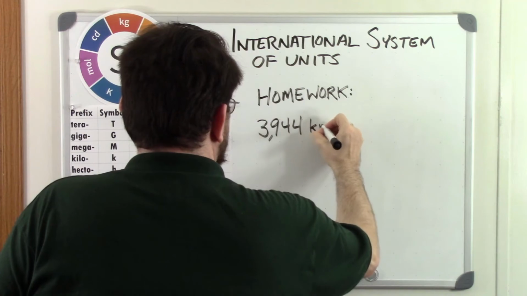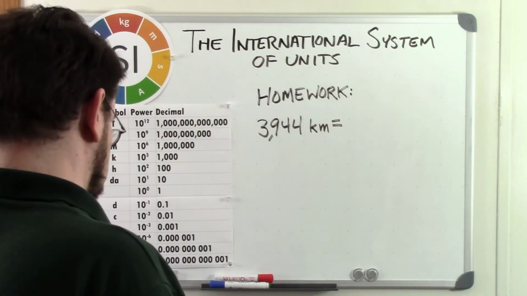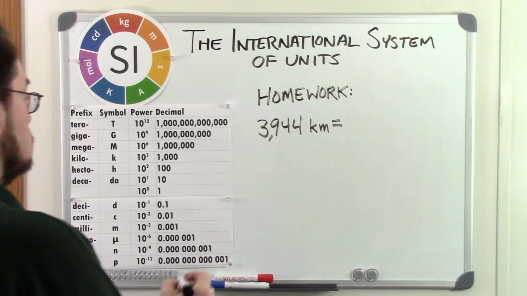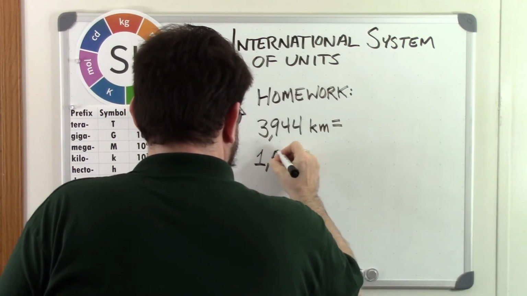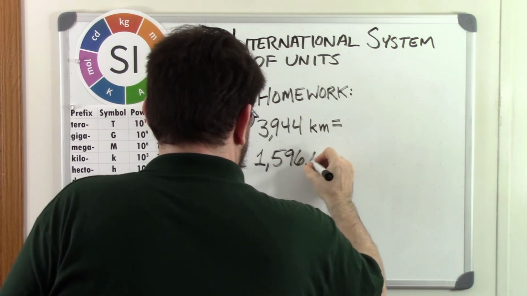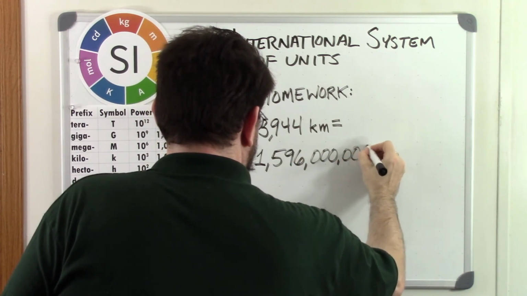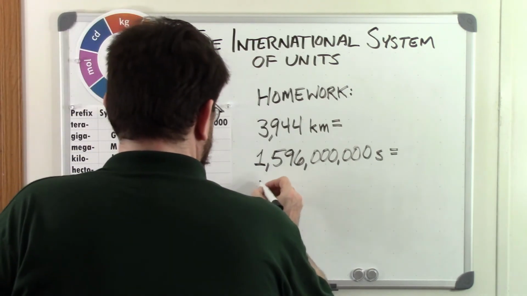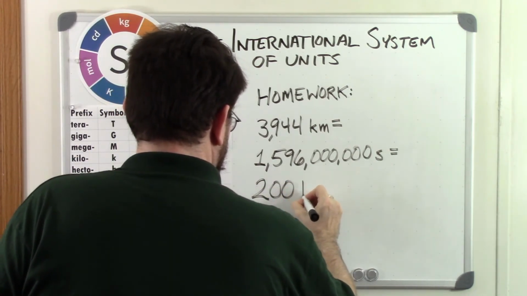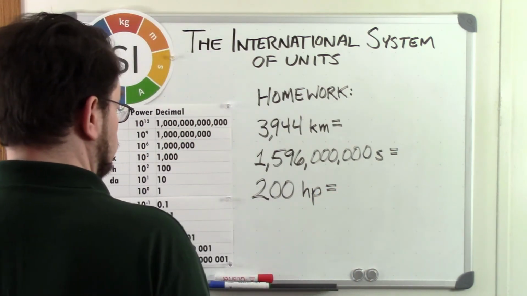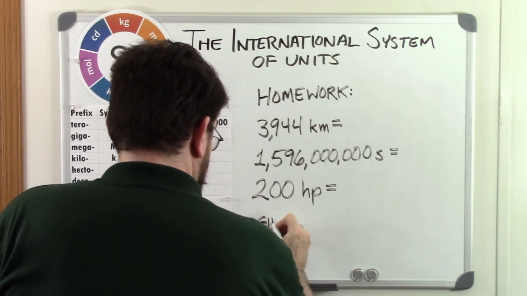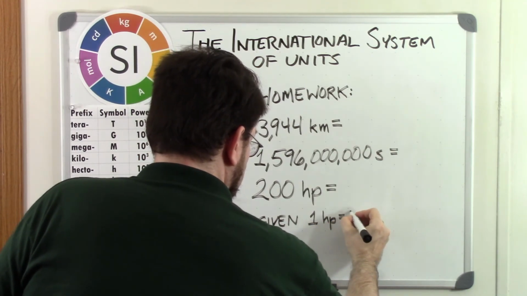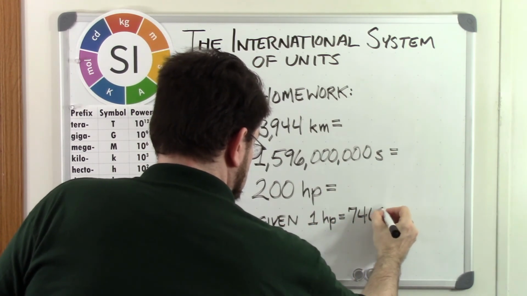Computers using the Unix operating system measure time as the number of seconds since the beginning of the year 1970. As I'm writing this, I note the time is approximately 1,596,000,000 seconds. Express this amount of time using metric prefixes. A car's engine has a power output of 200 horsepower. What is this in watts? What is this in kilowatts? You'll need to convert using the equation 1 horsepower equals 746 watts.